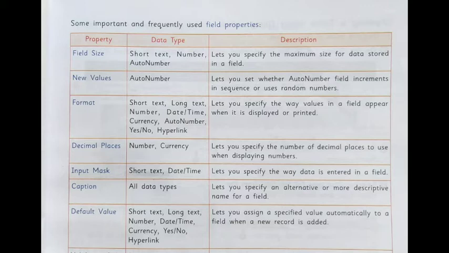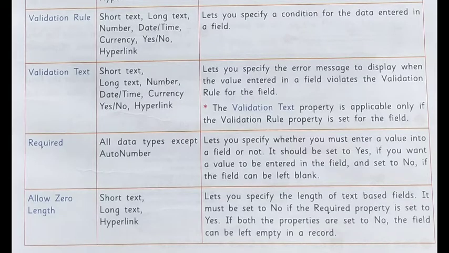Default Value, for short text, long text, number, date or time, currency, yes or no, and hyperlink. Default value lets you assign a specified value automatically to a field when a new record is added. Validation Rule, for short text, long text, number, date or time, currency, yes or no, and hyperlink, lets you specify a condition for the data entered in a field.